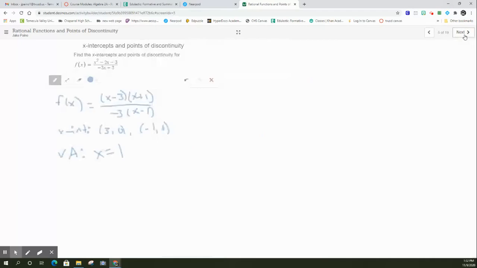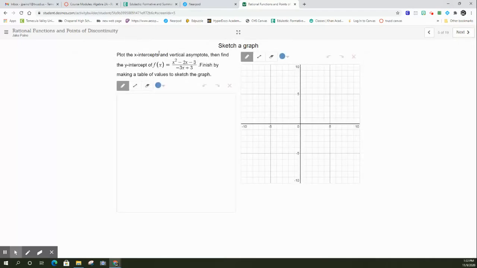All right, so if we go to graph that, I can plot those points. So over here, I'm going to plot my x-intercepts, which were 3 and negative 1. I'm going to draw a vertical asymptote at positive 1. Just a dashed line. All right. So now I have all that done.